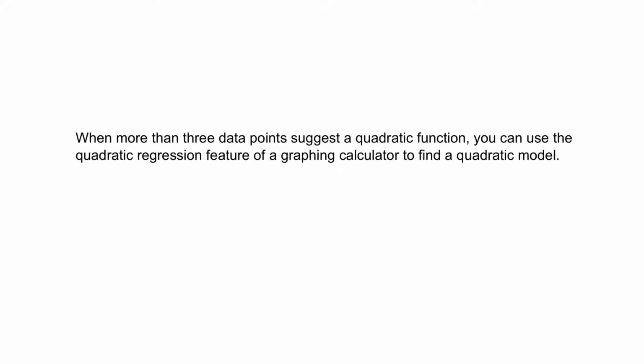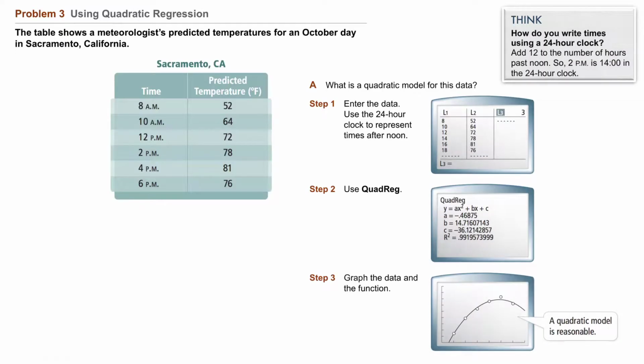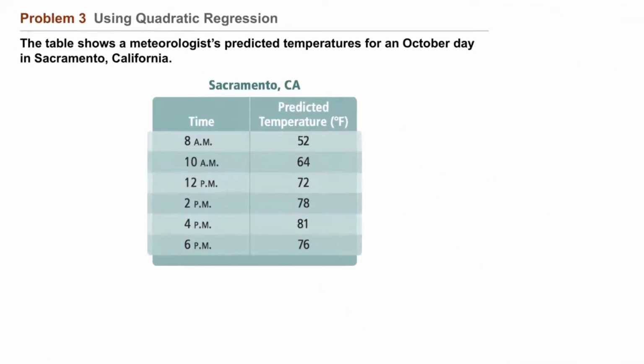When more than 3 data points suggest a quadratic function, you can use the quadratic regression feature of a graphing calculator to find a quadratic model. Problem 3. Using quadratic regression.